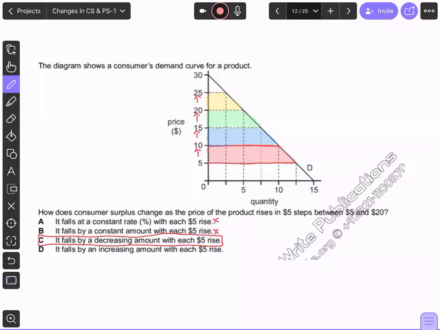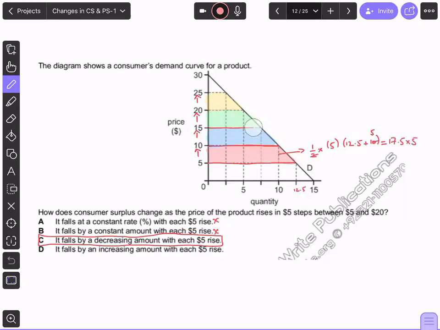Why not B? B क्या भाई? Falls by the constant amount. Constant amount से नहीं हो रहा ना मेरा बच्चा. अगर मैं इस ट्रेपेजियम का रेड वाले का एरिया कैलकुलेट करूं, it will be 1/2 into height is let's say 5 and this is कितना हो जाएगा ये 12.5 plus 10. So this will be 17.5 multiplied by 5. ये एरिया है.